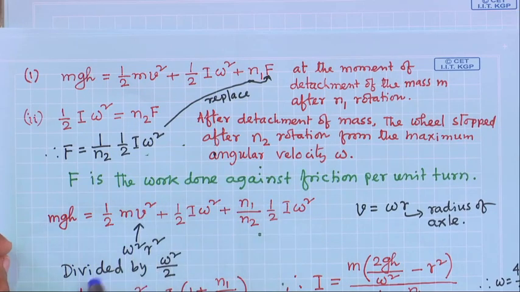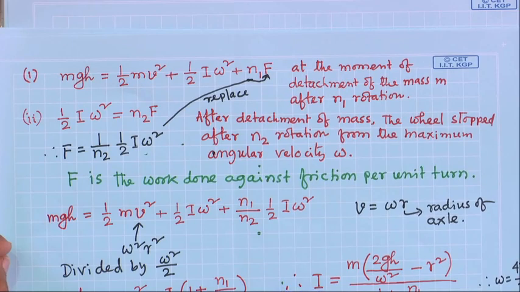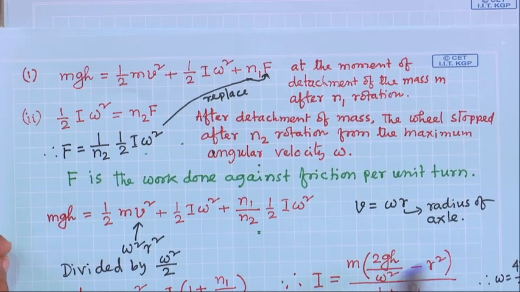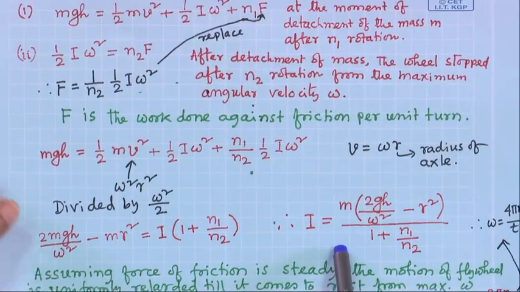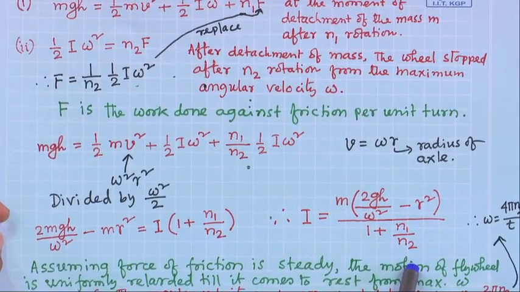Now, if you divide by omega square by 2 and take this part to the other side, you will get 2 m g h by omega square minus m r square equals I times (1 plus n1 by n2). So I equals m into (2 g h by omega square minus r square) divided by (1 plus n1 by n2).